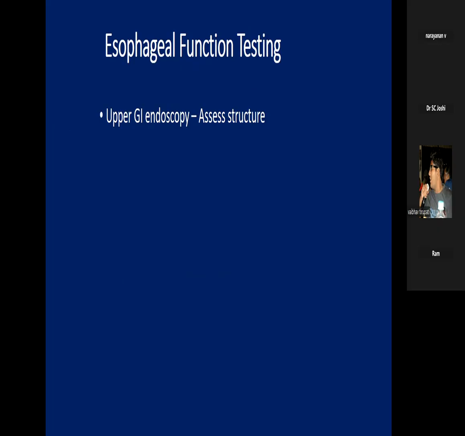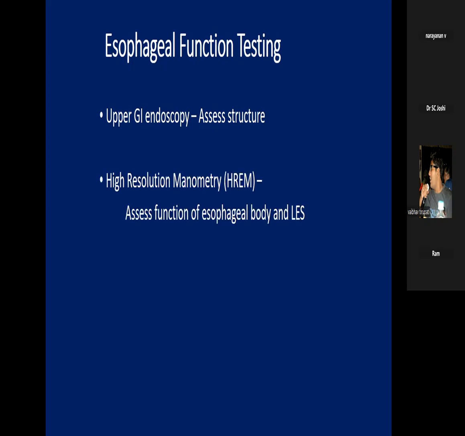How do we go about it? As you all know, we all do an upper GI endoscopy to assess the structure. That is a must. We must assess the structure before we go to do functional studies. And high resolution esophageal manometry assesses the function of the esophageal body and the lower esophageal sphincter. And a 24-hour pH study assesses the extent of acid exposure, and we do it with impedance. It tells you what type of reflux. Is there a reflux coming up? Is it acid or non-acid?